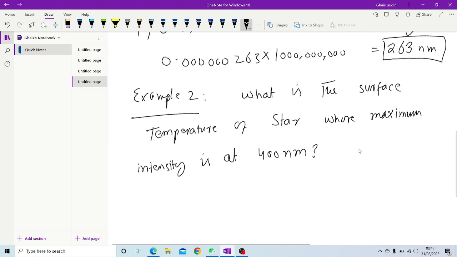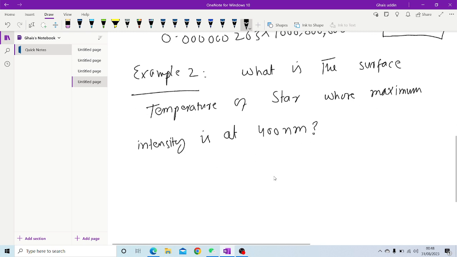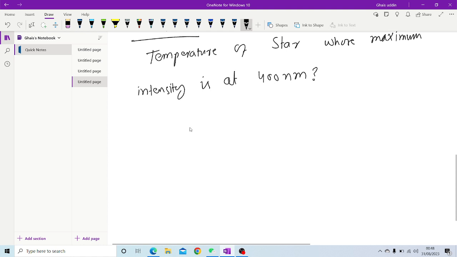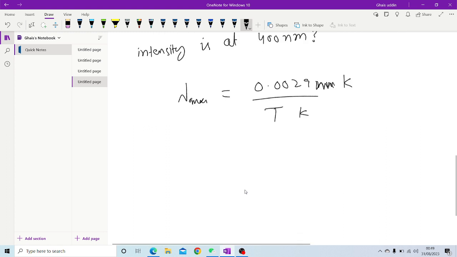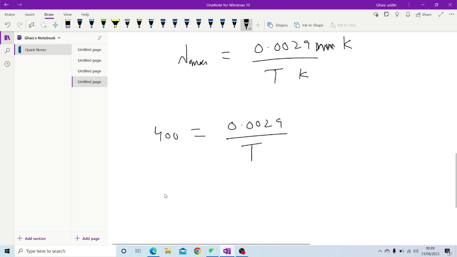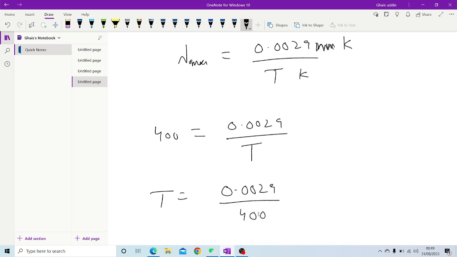Now we can check another example: what is the surface temperature of the star whose maximum intensity is 400 nanometers? So we again know the formula that lambda max is equal to the constant 0.0029 divided by the temperature in Kelvin, and this is meter Kelvin. So for our solution, I can write 400, which is equal to 0.0029 divided by T. So we can rearrange this. T is equal to 0.0029 divided by 400.